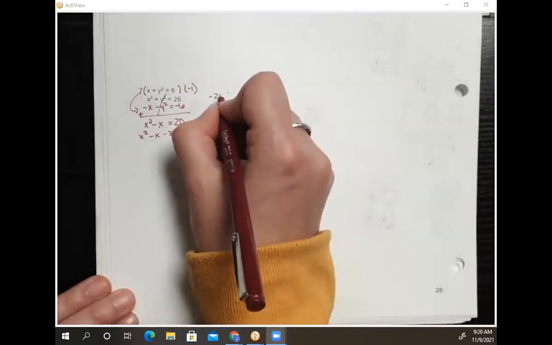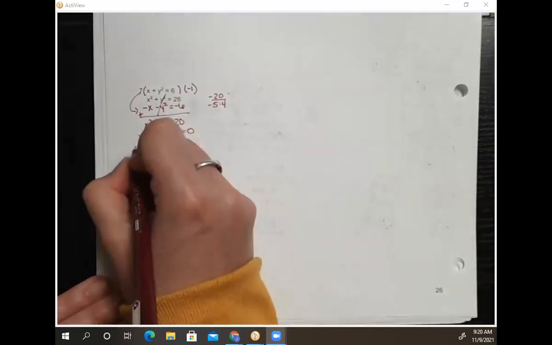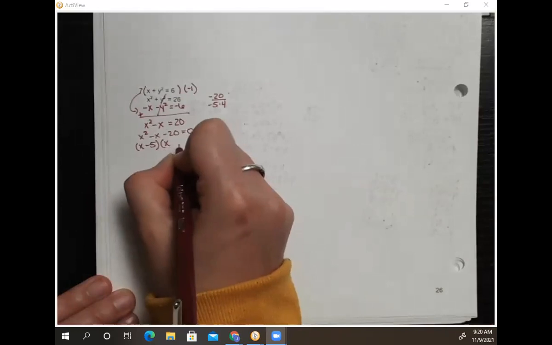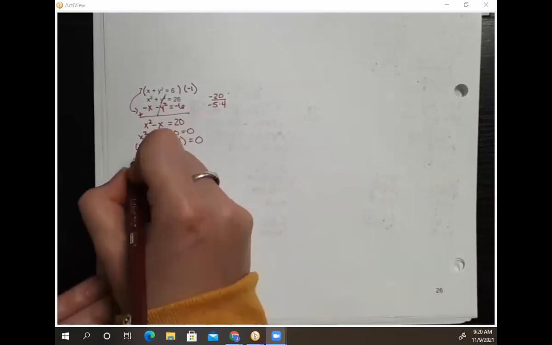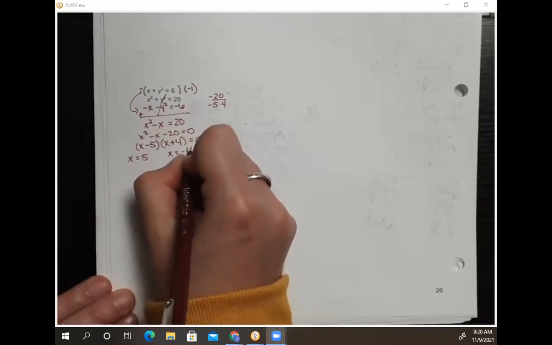And now I'm going to factor on this one. So factors of negative 20 that add to negative 1, that would be negative 5 and 4. So this would give me (x - 5)(x + 4) = 0. So my solutions for x here would be 5 and negative 4.